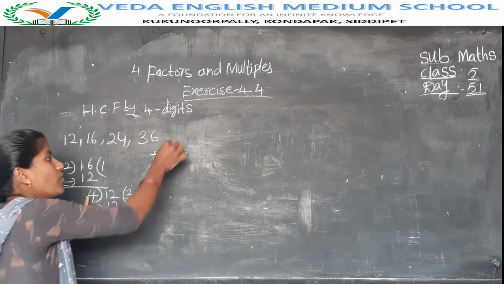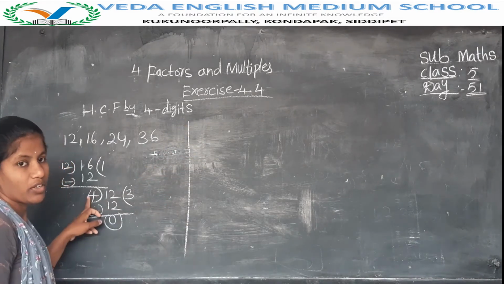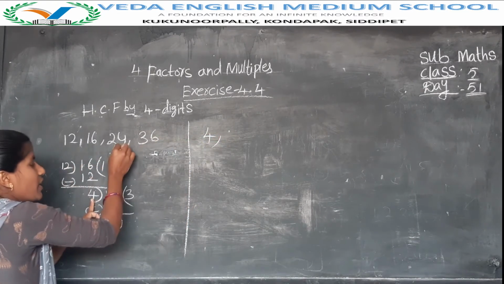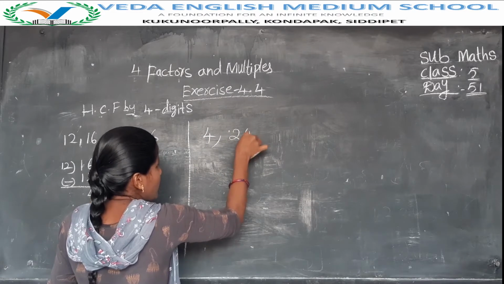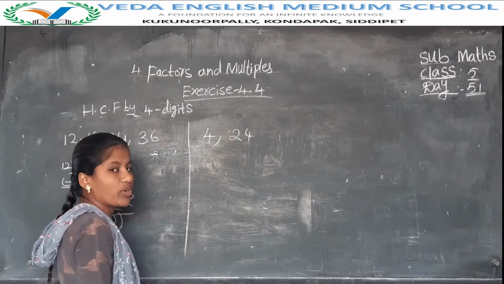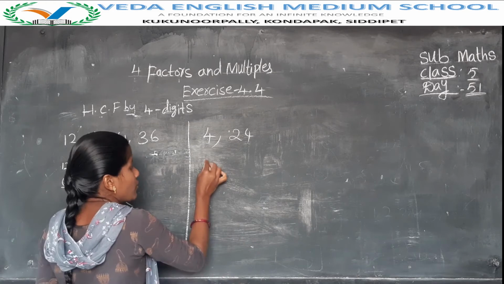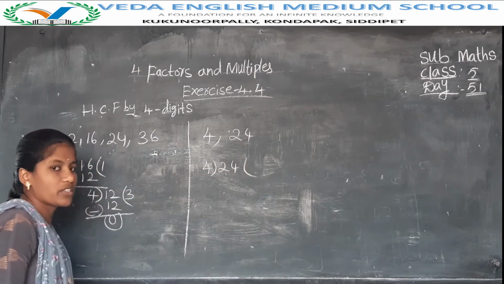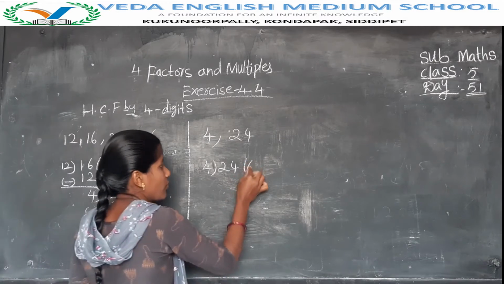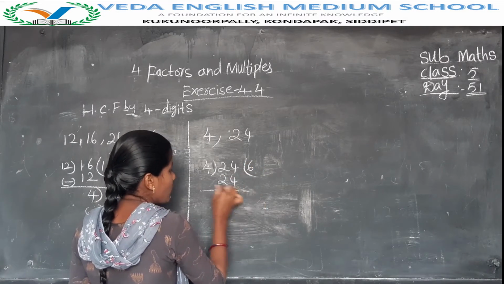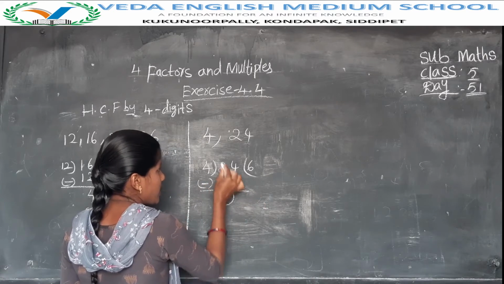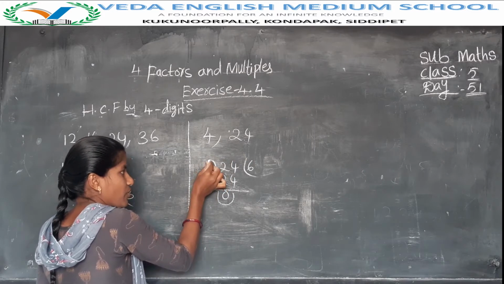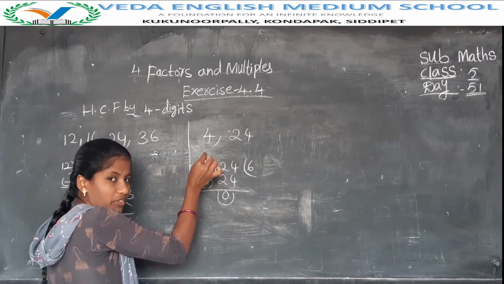Then 4 with the next number. This HCF is 4 and what is the next number? 24. Then 4 with 24. Out of these two numbers, what is the smaller number? 4. So 4 as divisor, 24 as dividend. Is 24 divisible by 4? Yes. 4 sixes are 24. 24 minus 24 is 0. So what is the HCF of 4, 24? Always the last divisor. First divisor and last divisor is 4. So 4 is the HCF.